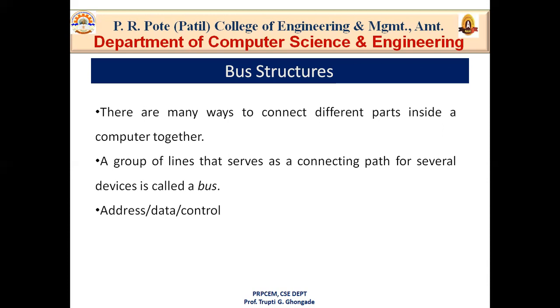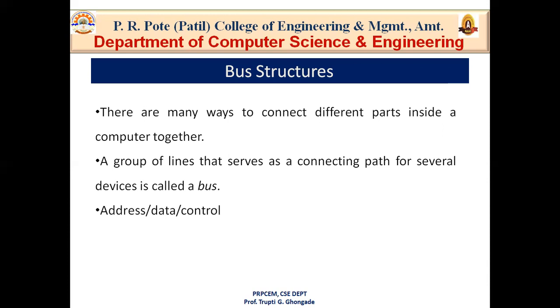Now, apart from the system bus, basically there are three buses in your computer system. The first one is the address bus, then the data bus, and the control bus. Or we can say that the system bus which connects the central processing unit, memory unit, and input output unit is divided into three functional groups, that is the address bus, data bus, and the control bus.